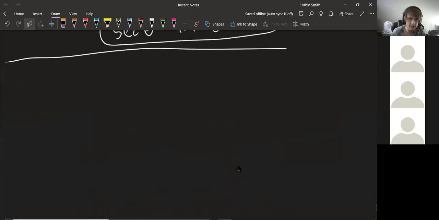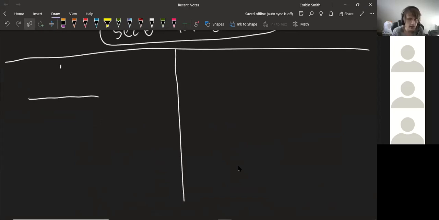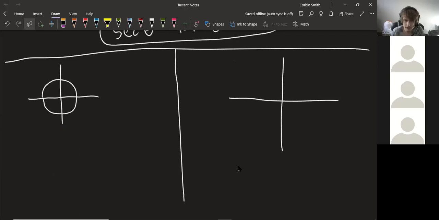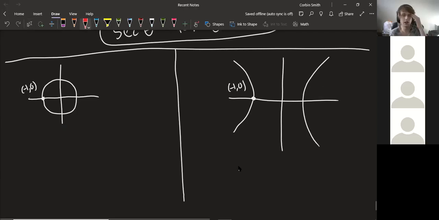I'm going to develop both theories at the same time. So let's say we have our unit circle here, and let's say we have our unit hyperbola here. On both of these, we have the point minus 1, 0. And we're going to use something called, whose method was this again? I think this was Diophantus's method of secants.